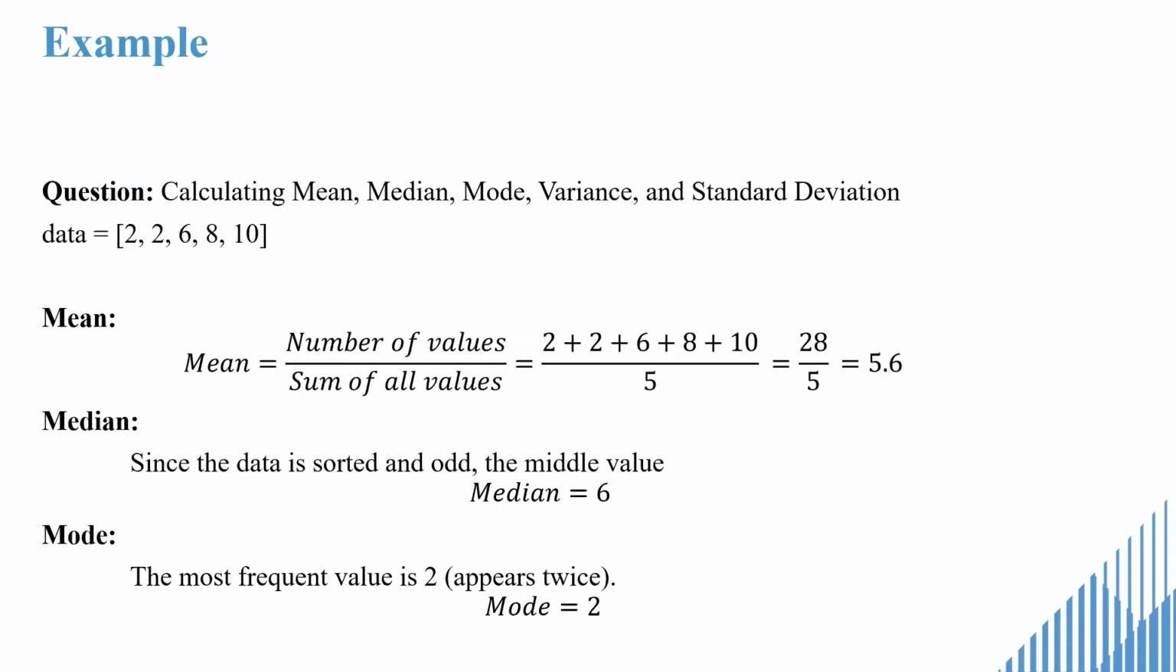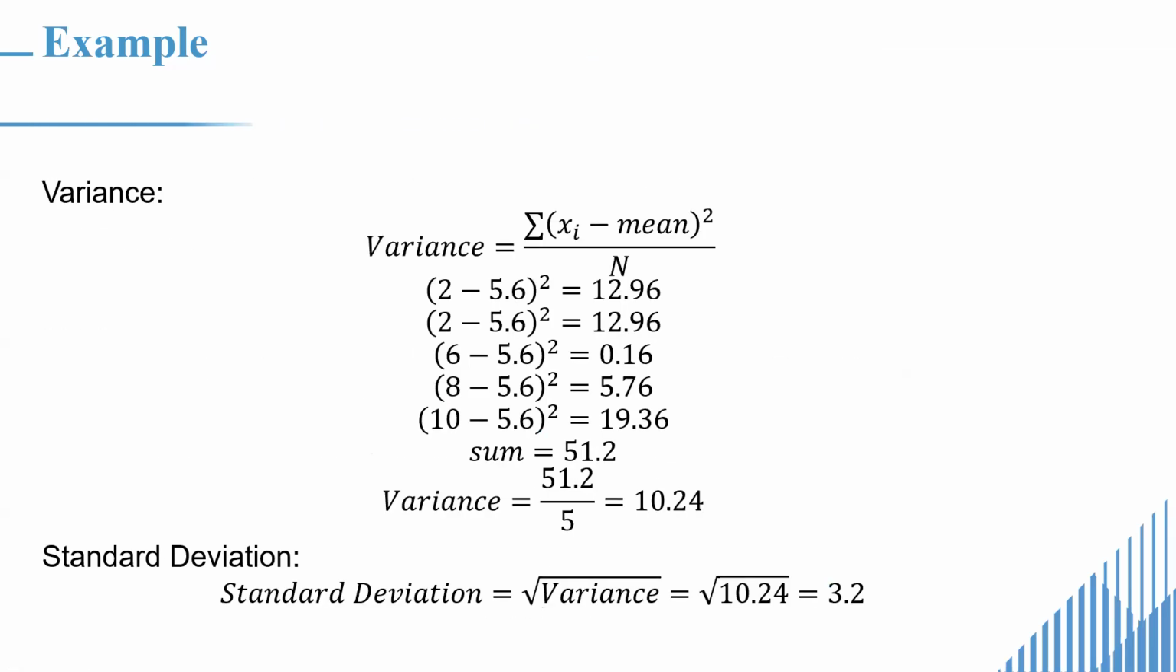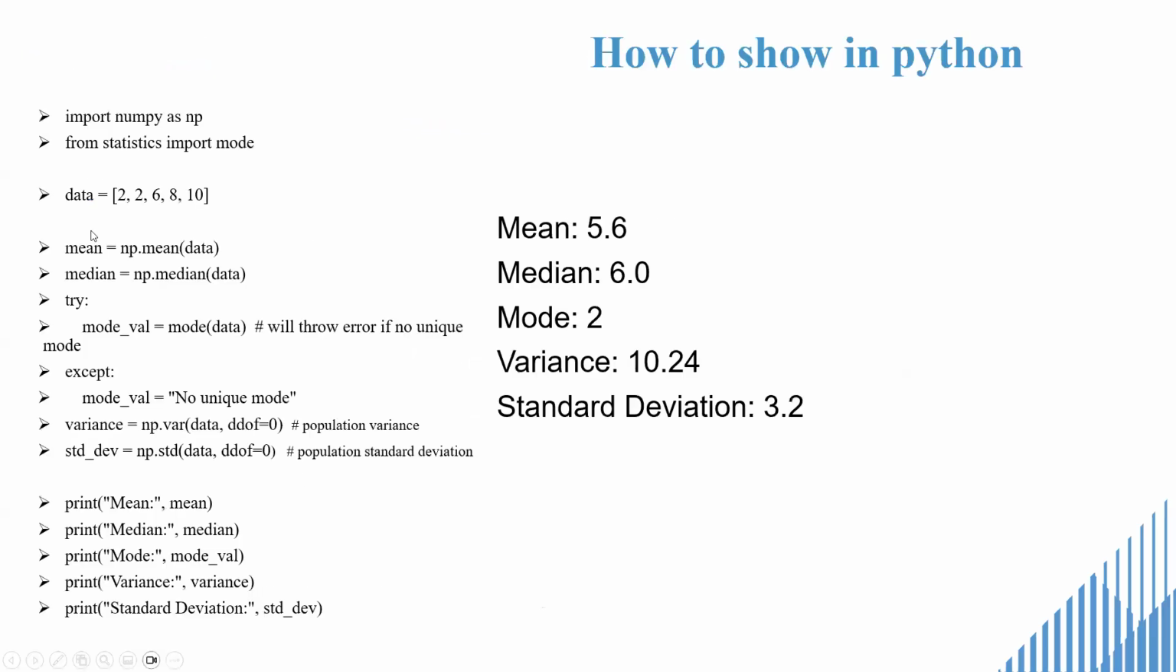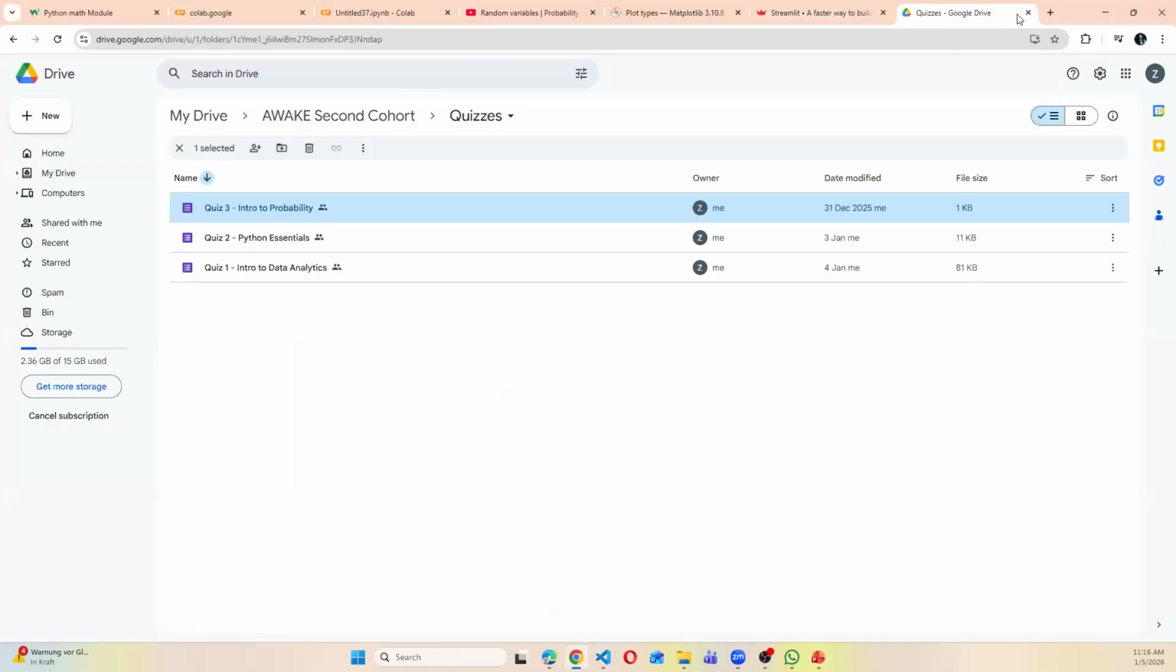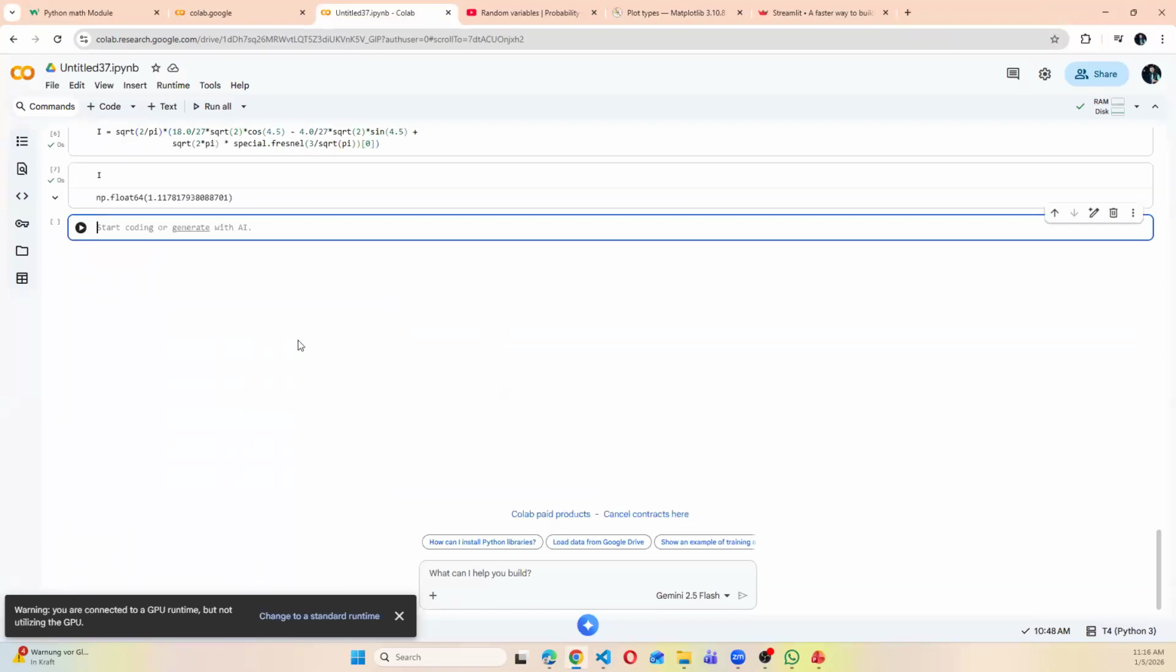So for example, calculating the mean, median, mode, and variance of this data: 2, 2, 6, 8, 10. You can do it mathematically, but I don't think I should go through it here. What matters for me is that we will do it in Python. For the Python process, I have all the code here. You can do it later, but I will just go down here.